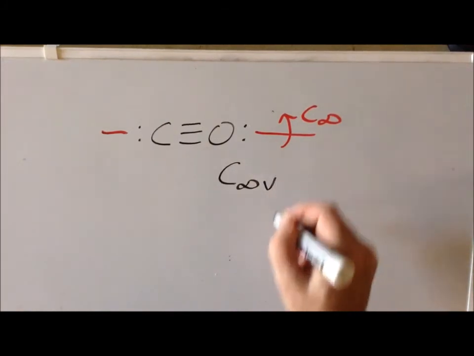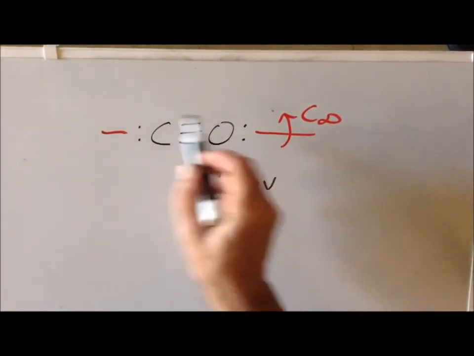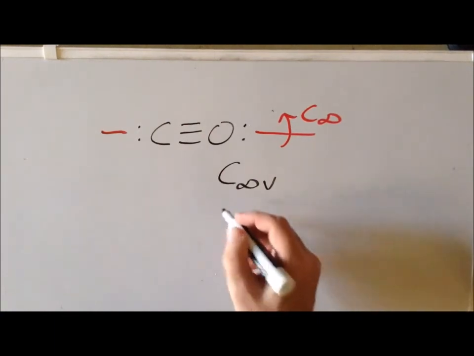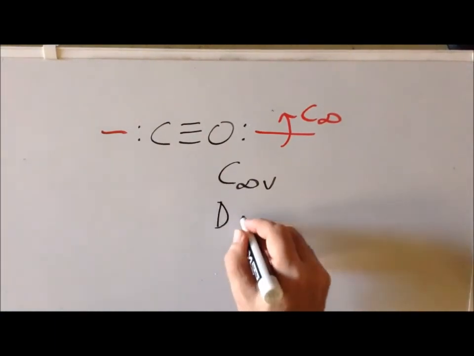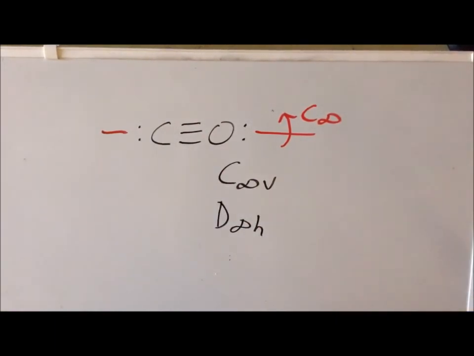Recall that the other point group is D infinity h. So notice that the v goes with C and the h goes with D. There is no group C infinity h and there is no group D infinity v. So make sure you keep those distinct from each other because those are the only 2 possibilities.